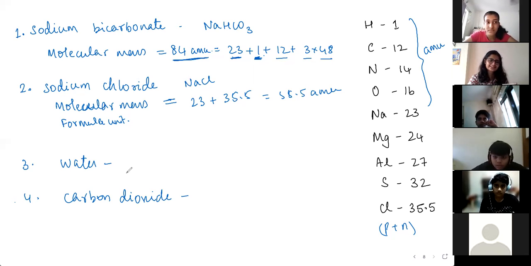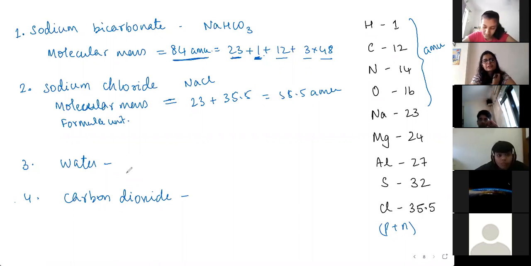Samriddhi, again, let me know if it is for water or carbon dioxide? Again, both the numbers. Water. Swayam, is that for water? Then that is not correct. Sujal, carbon dioxide is also correct. So Samriddhi and Swayam, you need to check your answers again.